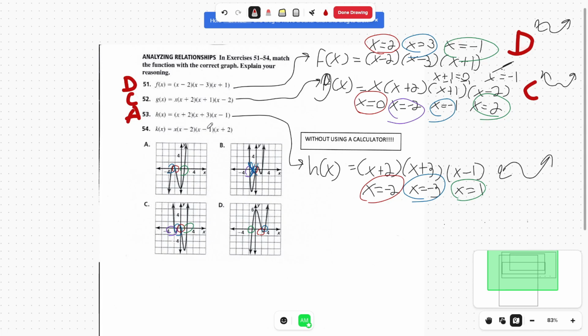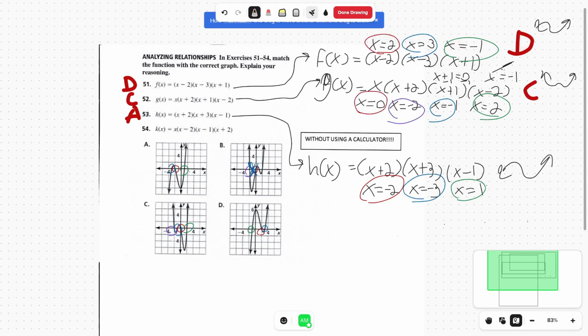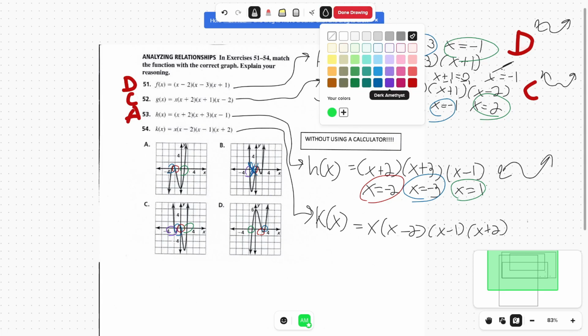It's obvious that 54 is going to be B, but once again, I'm going to show you why 54 would be B on a question like this. K of x equals x. So here's our x equals 0, x minus 2, x minus 1, x plus 2. So there's 4 x's indicating that our leading exponent would be a 4.